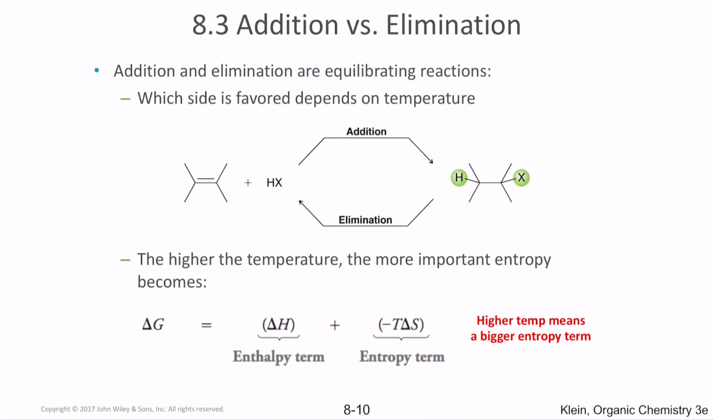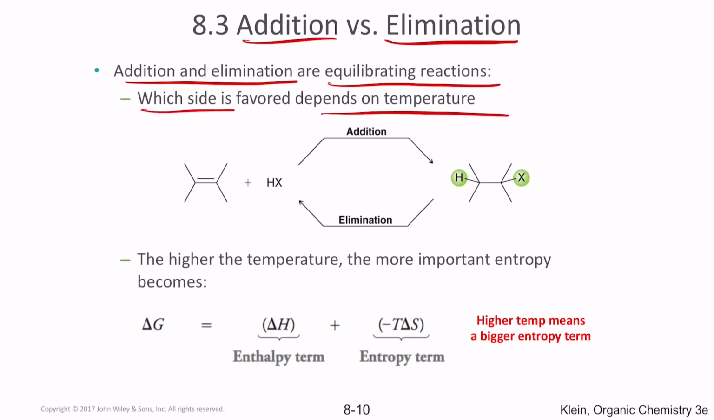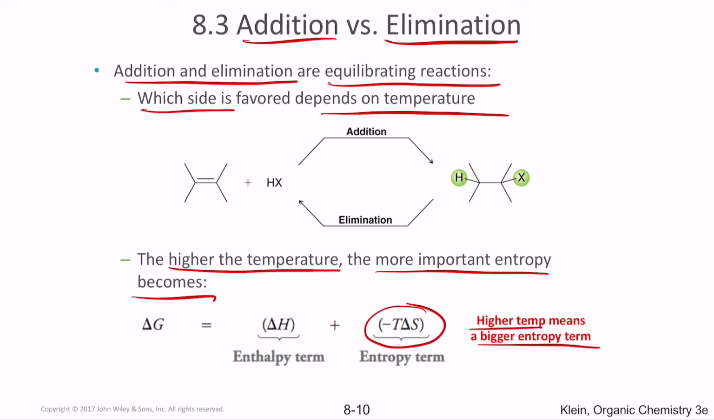Now, what's the difference between addition and elimination, and how do they differ in terms of their equilibrium? So, addition and elimination are equilibrating reactions, which means that one causes the equilibrium for the other. Now, let's take a simple example of which side it favors, because which side is favored always depends on the temperature. Now, the higher the temperature, the more important the entropy becomes, because entropy is tied to the temperature. Higher temperature means there is a bigger entropy term.